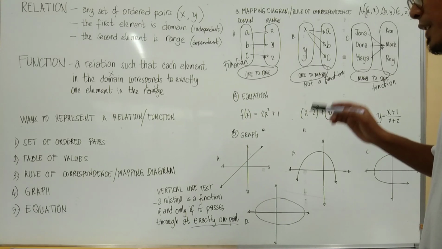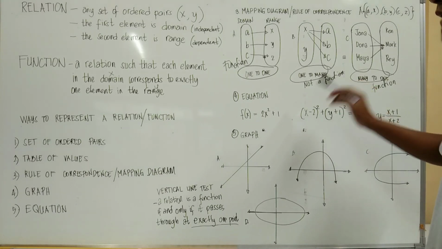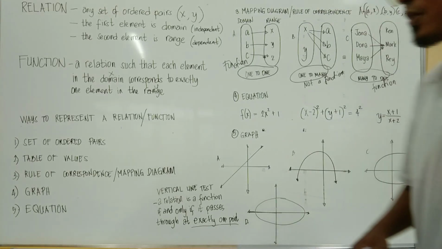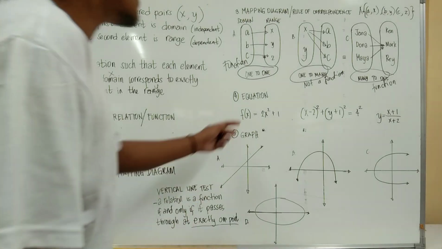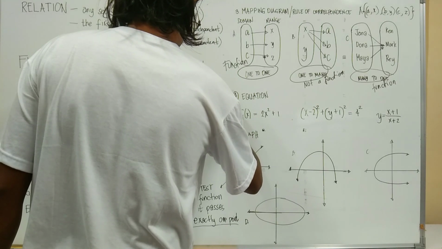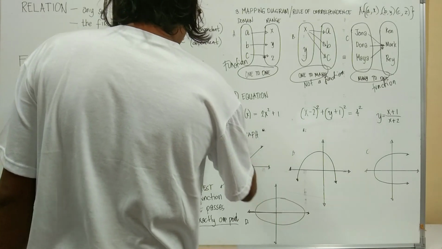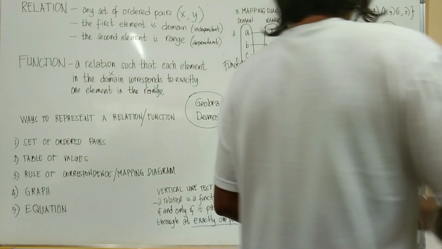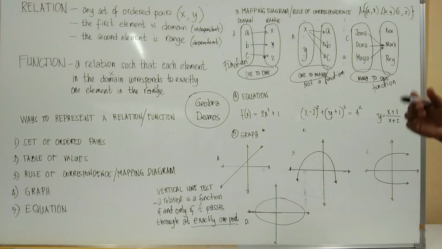Okay, so the easiest way I think to identify whether this equation or relation is a function or not is to graph it or solve it using the table of values. Okay, so to make your graphing easy, you can download these apps. You can download GeoGebra or Desmos for graphing equations and functions.